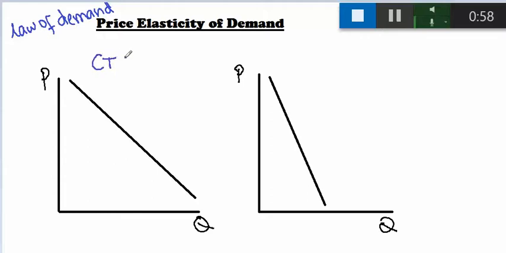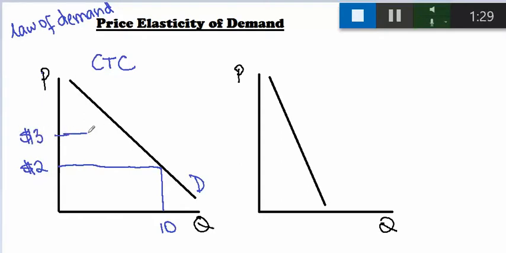Let's say this first good is Cinnamon Toast Crunch. If you plot the price on the vertical axis and quantity on the horizontal axis, you get a demand curve. And if the price of Cinnamon Toast Crunch is $2, the quantity demanded is maybe 10 boxes. Now, according to the law of demand, when the price of Cinnamon Toast Crunch increases to $3, quantity demanded falls to 6 boxes of cereal per month, for example.